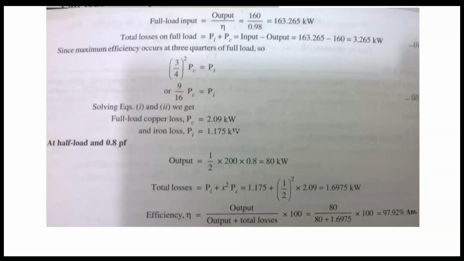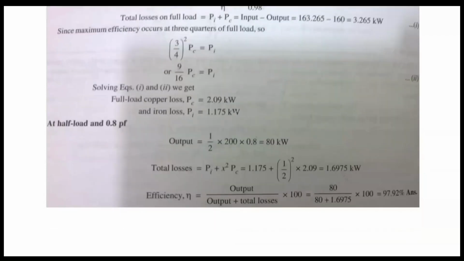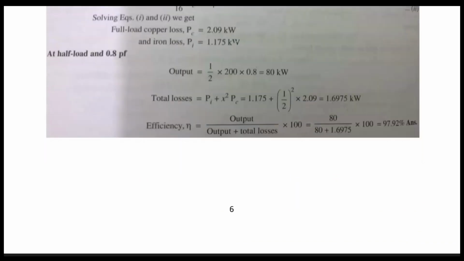So now in the second part, the load is half, and we have to calculate the efficiency. The output becomes half into 200 into 0.8, because the power factor remains the same. And the total losses become Pi plus x squared Pc. So 1.175 we have calculated, plus half squared into the full load copper loss, that is 0.09. This is calculated as 1.69 kilowatt.